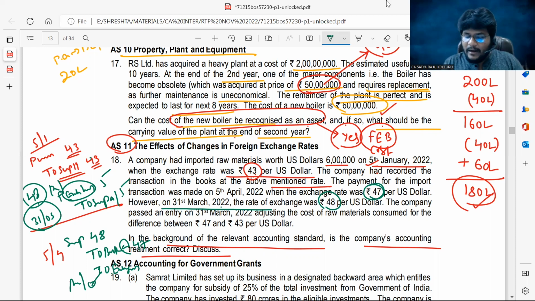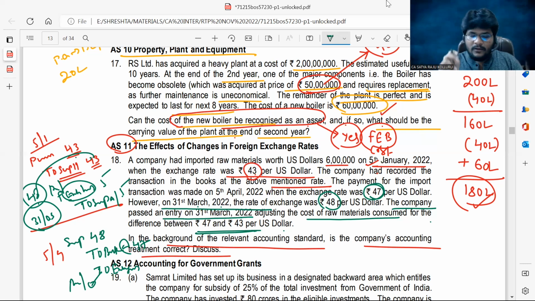But what they did, let us check. The company passed an entry on 31st March 2022, adjusting the cost of raw materials consumed for the difference between 47 and 43 per US dollar. That's wrong actually, right? As on 31st March 2022, the rate of exchange was 48 per US dollar, meaning as on 31st March we need to adjust between 43 and 48. That is 5 rupees we need to adjust.